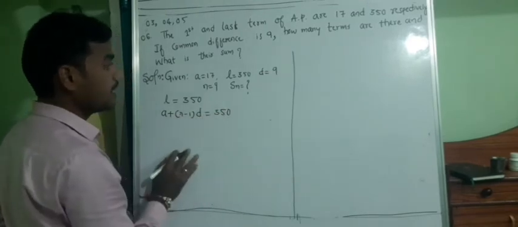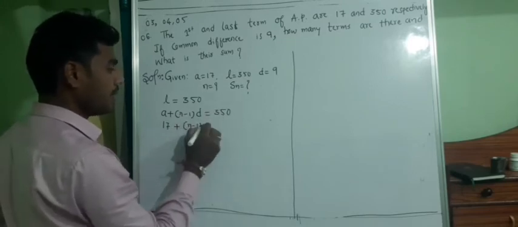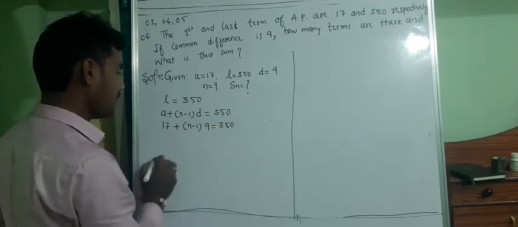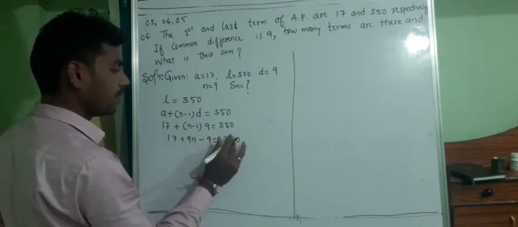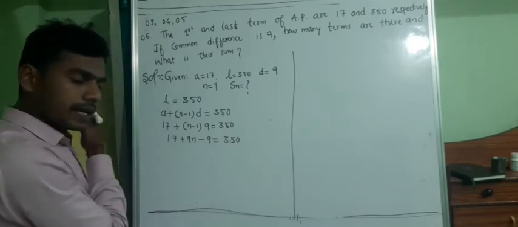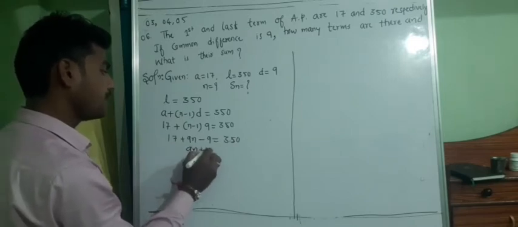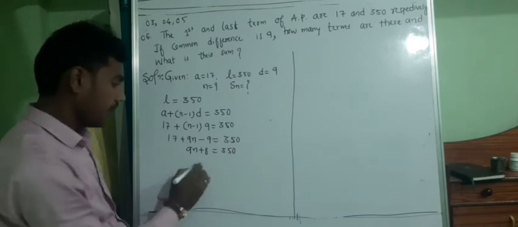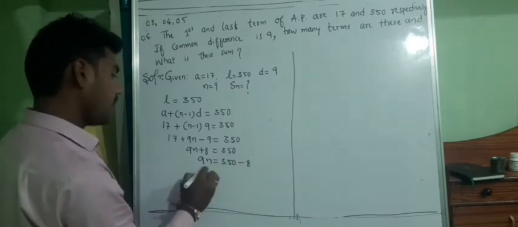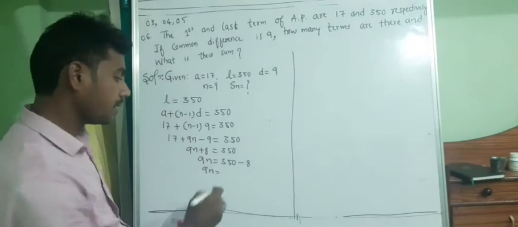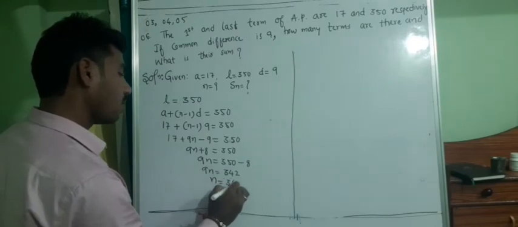Fine. So what is A here? 17 plus N, I don't know, I need to calculate, into D is 9, is equal to 350. 17 plus 9N minus 9 is equal to 350. 17 minus 9 is nothing but 8. 9N plus 8 is equal to 350. 9N is equal to 350 minus 8, which is nothing but 342. So our N is equal to 342 divided by 9.